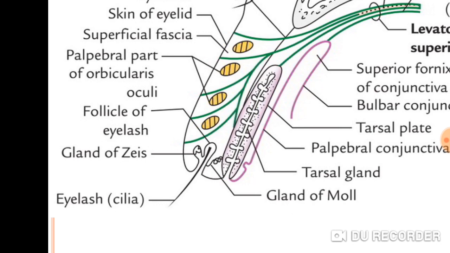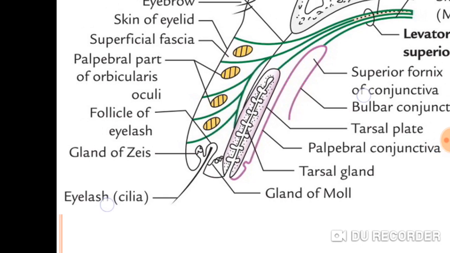Then you have the tarsal glands, which are present in the tarsal plate. Here you can see the tarsal plate, and inside of it is your tarsal gland. These glands protect the eye, and the tarsal glands produce an oily material. This oily material, when the eyes are closed, makes the eye airtight so that nothing harms it and it can be protected. So we have covered the glands and the various structures.